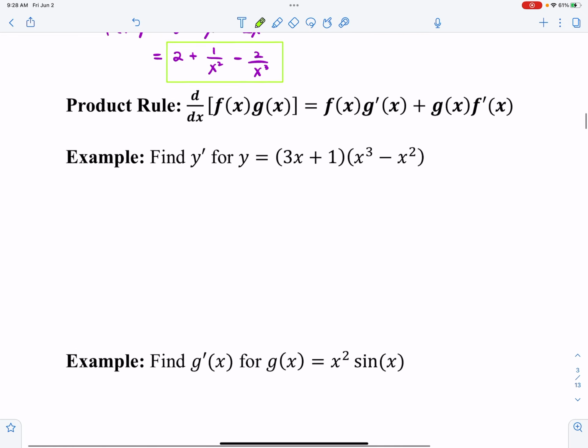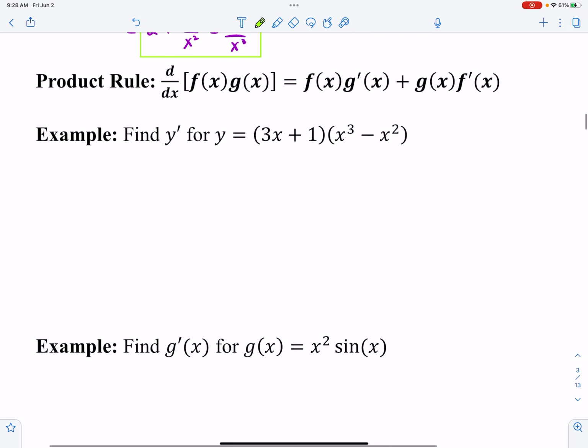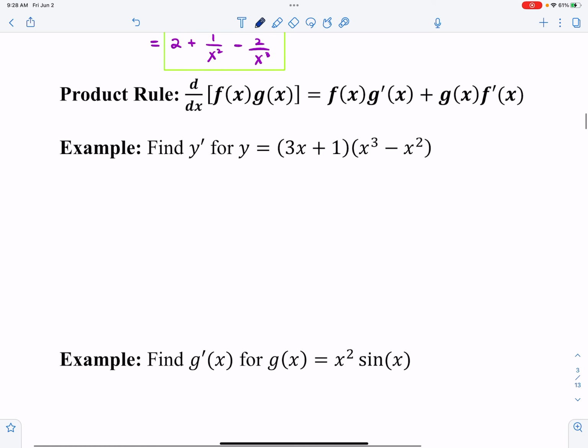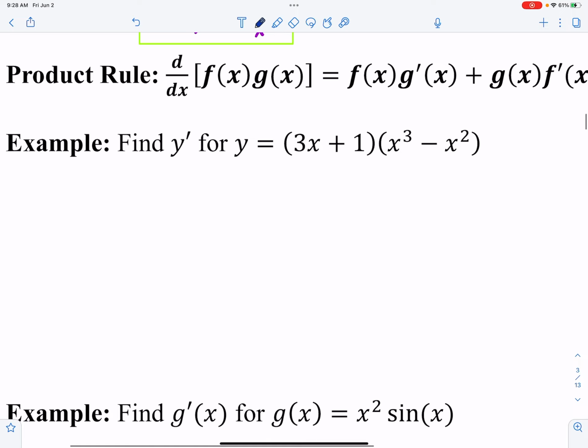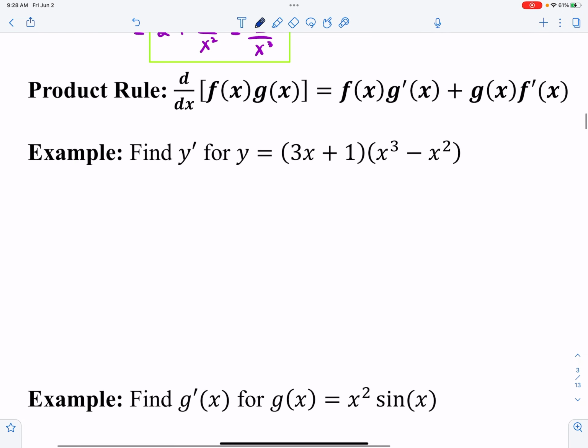Okay, getting into product rule. And you can always pause this video and try some practice problems on your own from what's assigned and then come back to the next rule if you want. Okay, so finding y prime. So notice this is a function times a function, right? A function created from thinking about having a function times another function. Now this could get multiplied out. You could easily multiply that out and just apply power rule, but we want to practice product rule.